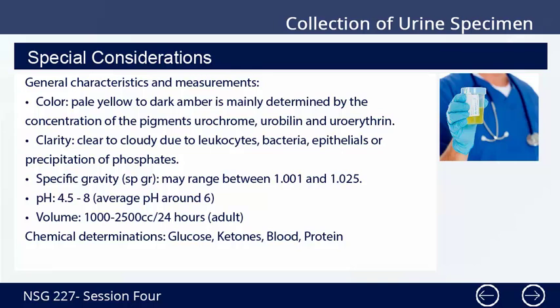4. pH 4.5 to 8, average pH around 6. 5. Volume 1000 to 2500 cc, 24 hours, adult. Chemical determinations: glucose, ketones, blood, protein.